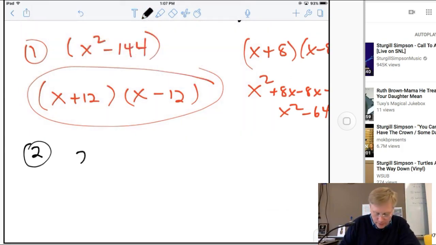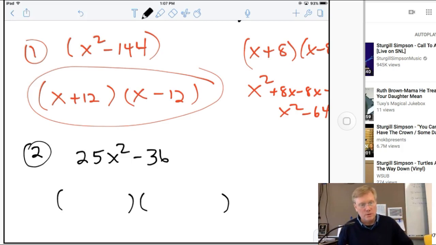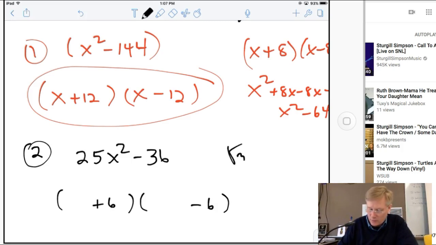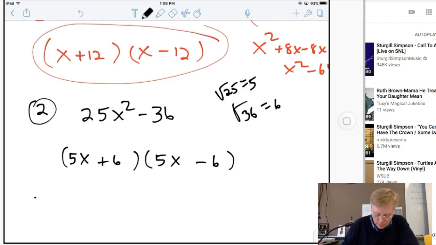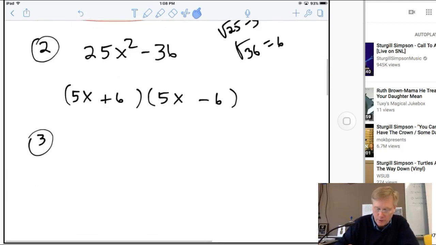along the same lines, if I had 25x squared minus 36, well, this is the same idea. The only difference is I put a number in front of the x squared. Now, since there's two terms, I got the plus 6 and the minus 6 because the square root of 36 is 6. Square root of 25 is 5, so I got 5x plus 6 and 5x minus 6. So it's the same idea as the one above. The only thing that's different is I put a number in front of the x squared. So maybe you should try this one. I'll give you two of them to try.